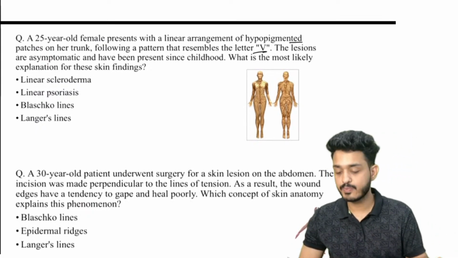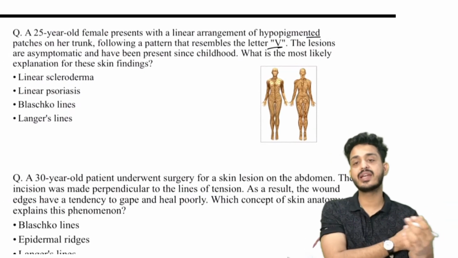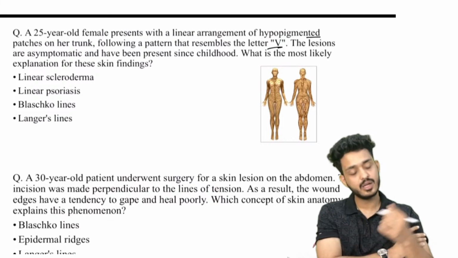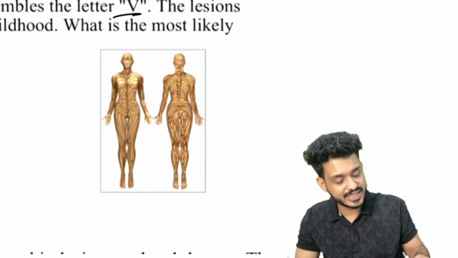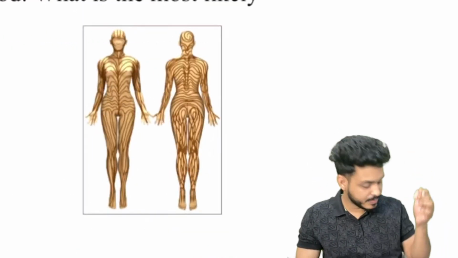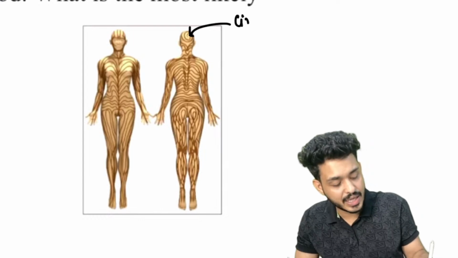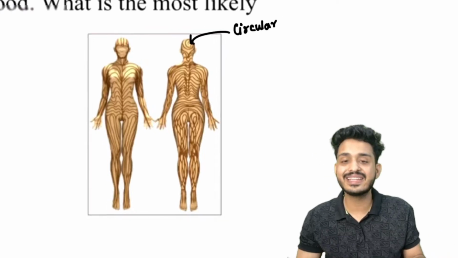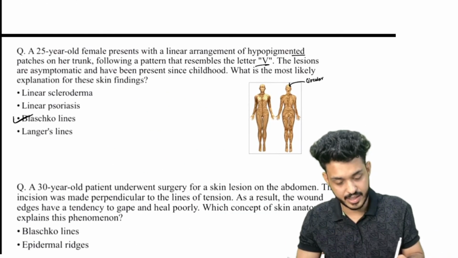So basically, what kind of line are they? Are they Langer's lines? Are they Blaschko's lines? Or is it a linear psoriasis or scleroderma or something like that? To understand this, you need to look at the head part first. If you are finding these circular lines, let me give you how to solve the question: straight away go for the answer, that is Blaschko's lines.